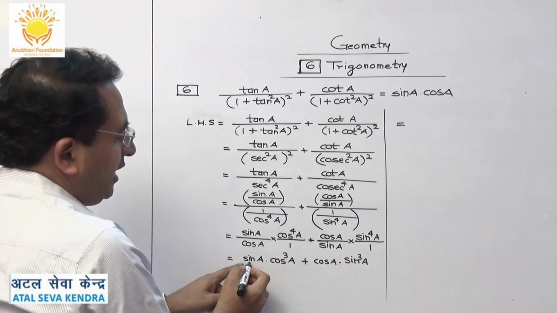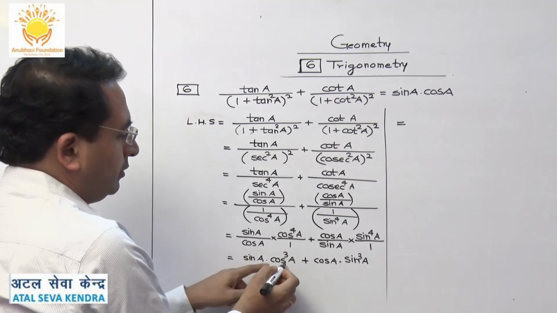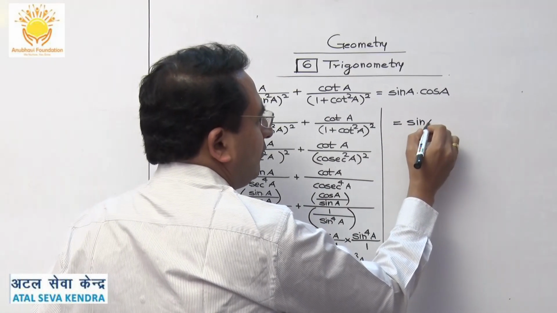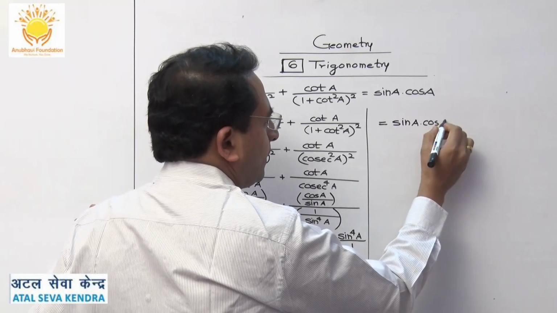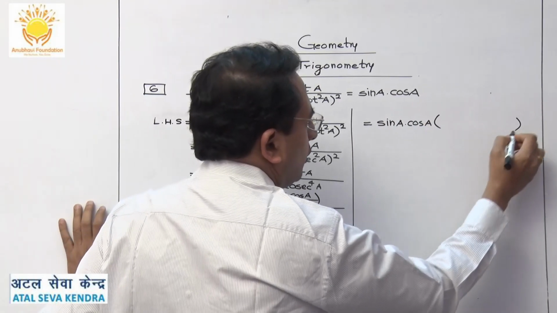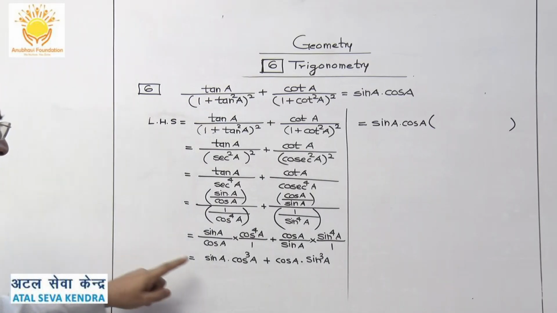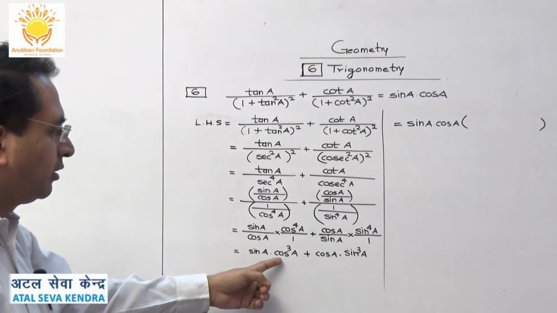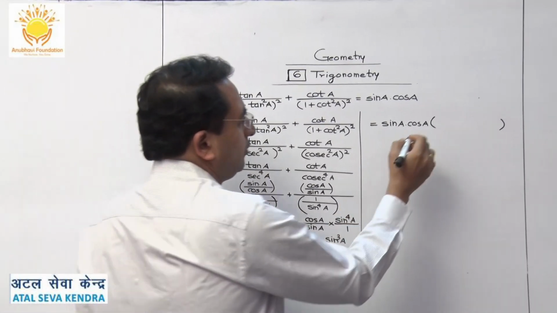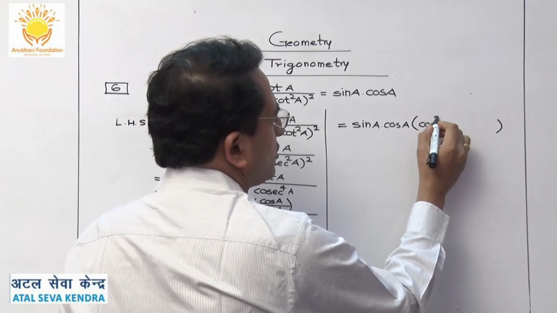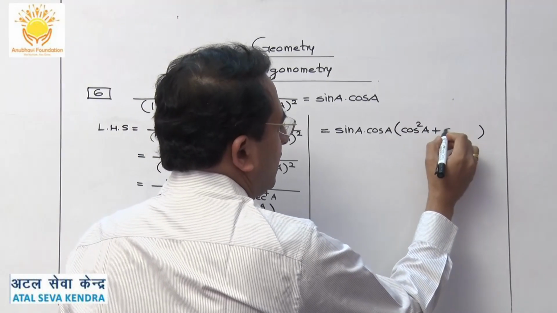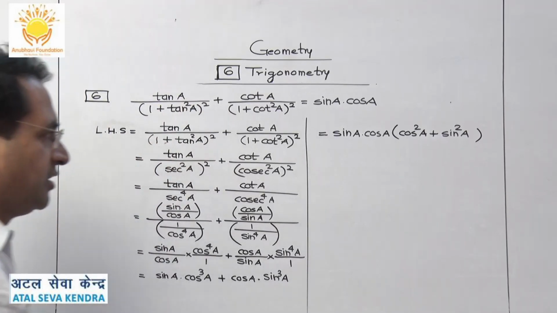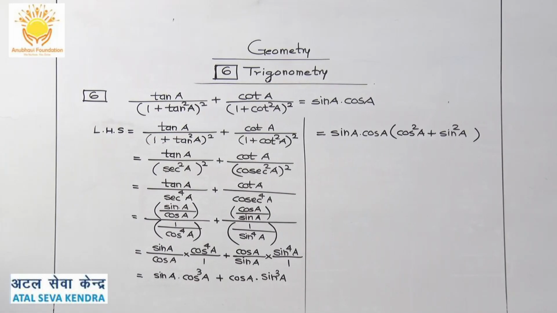We can take sine A and cos A common. Sine A I am taking common here. Then I will write cos of A into bracket. Sine A cos A we are taking common, and what will happen here? Cos and then sine. So it is going to be cos square A plus sine square A. Is it correct?